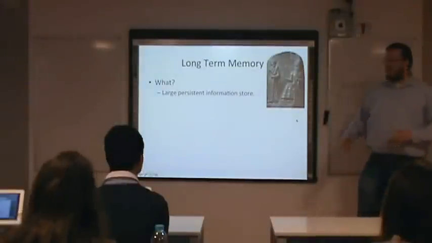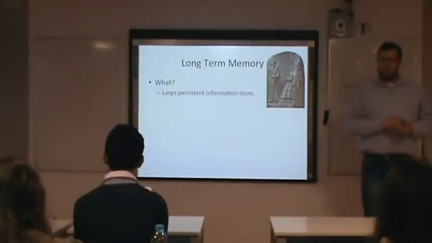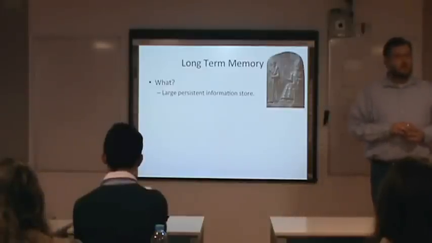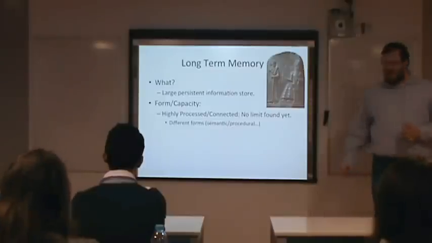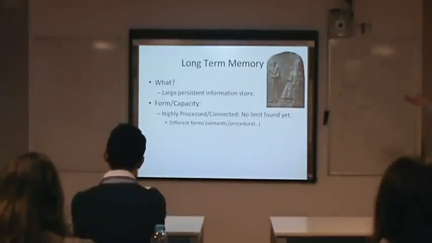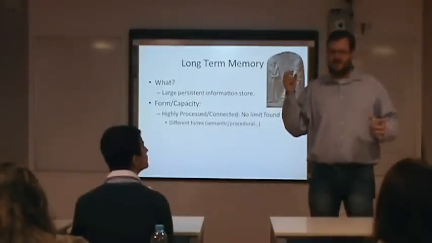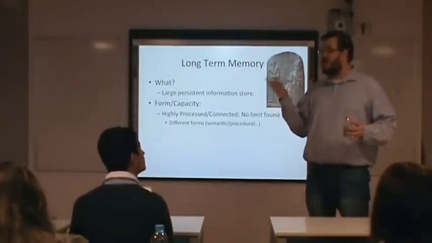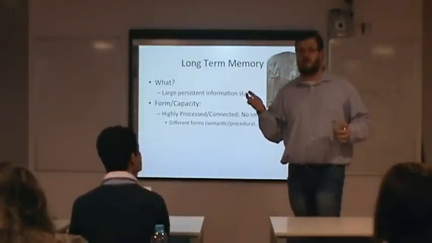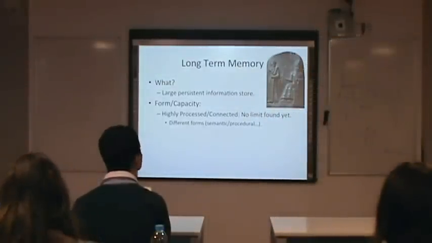But it's a very large and persistent information store. So we get the information in there and it stays a long time. It might degrade over time, but it can stay a really, really long time. It's highly processed information, and there's no limit that we've discovered for long-term memory. I mean, we have, how many neurons? I don't know if it's in the millions or billions, but it's a lot. And between the neurons, we have even more connections. So there's lots of ways that we can store information. So practically, our memory is limitless.